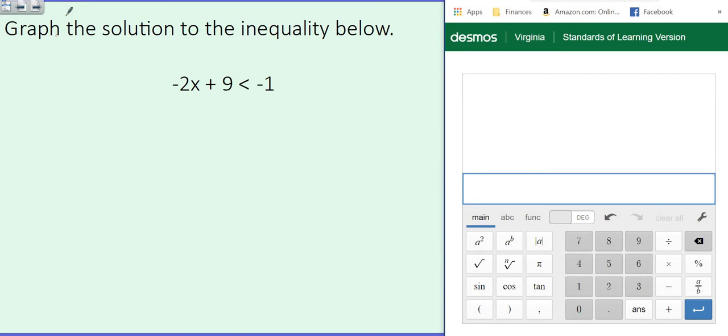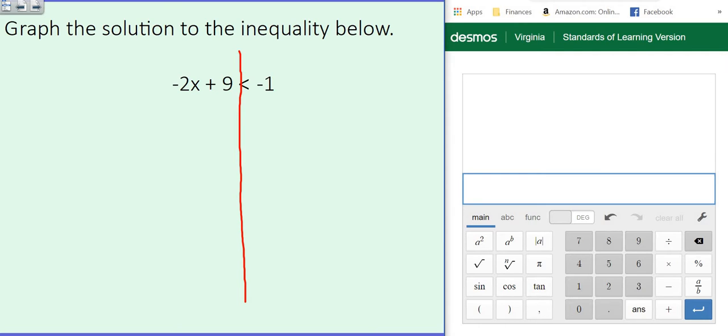All right, we're going to work on some inequalities here. So there's a few things that are different, but for the most part, it's just like solving equations, all right? So let's start by reading this. Negative 2 times x plus 9 is less than negative 1.